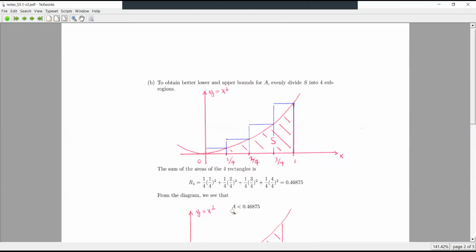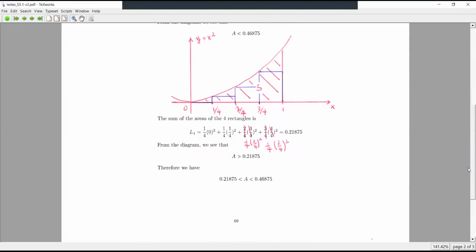In step 1, I only use 2 rectangles to approximate the region. Now I use 4 rectangles, so I can get a better upper bound. Now for a lower bound, I erase these 4 rectangles. Then rebuild rectangles. This time, I use function values at left endpoints to build rectangles.